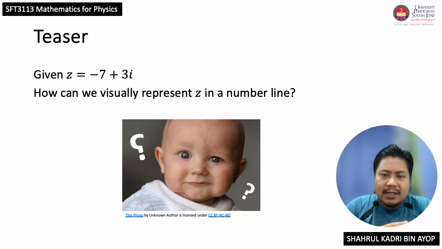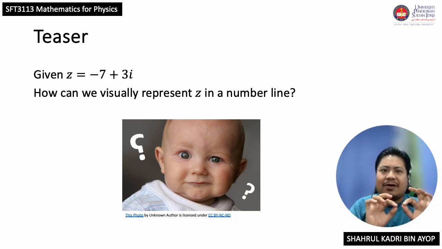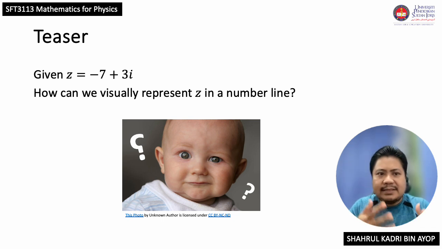In chapter 1, you have learned that any real number can be represented and marked on a number line. So you can have a positive number on the right side and a negative number on the left side. But if you are given a complex number, minus 7 plus 3i, how can you present it visually on a number line? How?